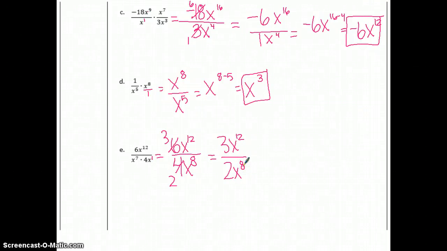My bases are the same. Now here I have an x and an x. I can subtract those, so I get 3 over 2. And then x to the 12th divided by x to the 8th is x to the 12 minus 8, which is going to give me 3x to the 4th over 2, since 12 minus 8 is 4.